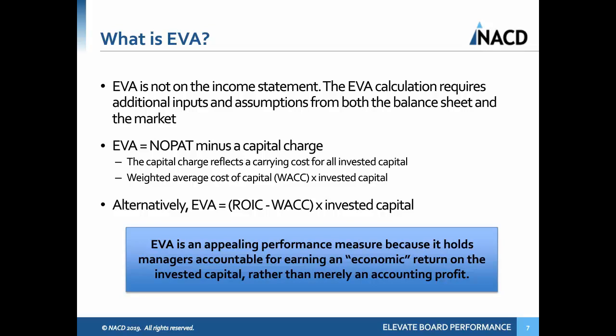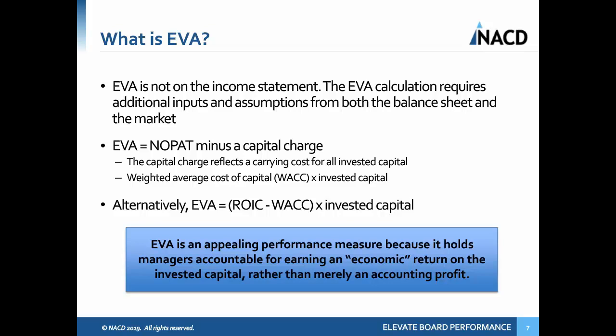But to make the point here about EVA and why we have it, EVA is an appealing performance measure because it does hold managers accountable for earning an economic return on the invested capital, rather than merely looking at an accounting profit. A business can be profitable on an accounting basis, but failing to deliver returns that are adequate for an equity investment in the business.